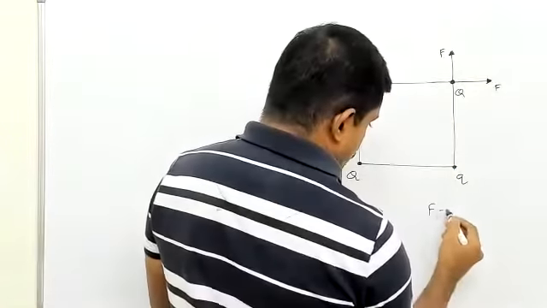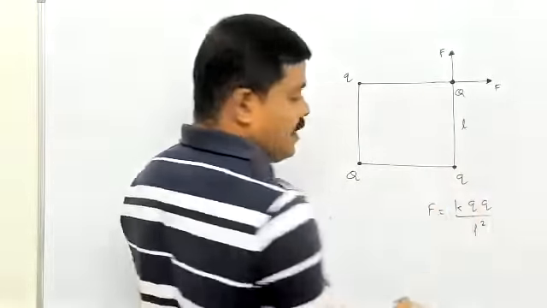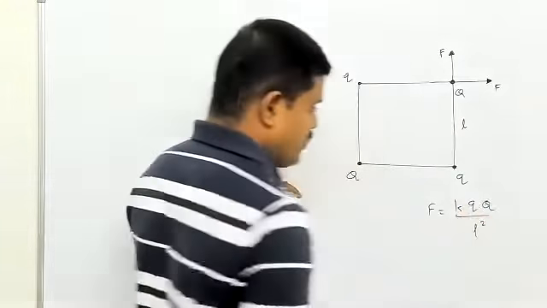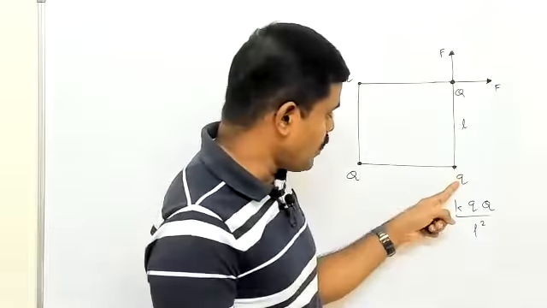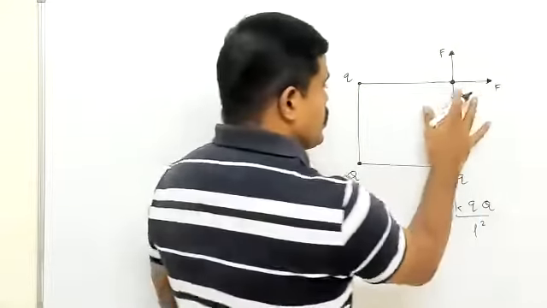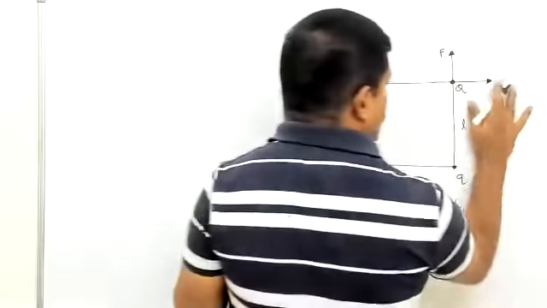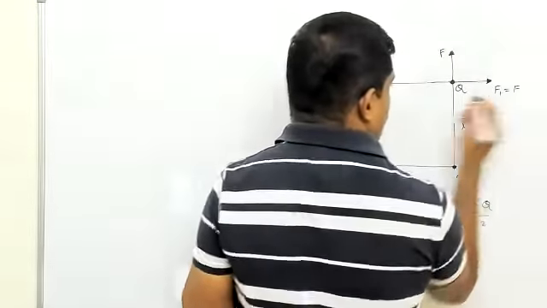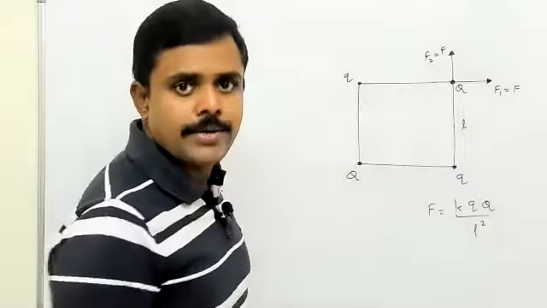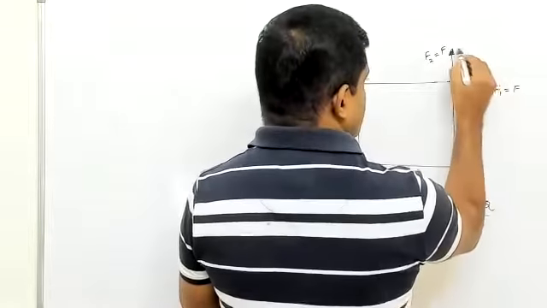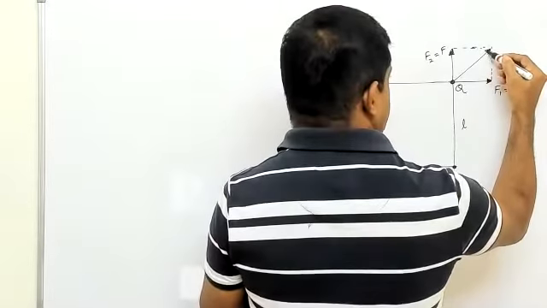For the moment, what is this F? I can call it KQq by L square. If I take this distance as L, the force is KQq divided by L square, where K is 1 by 4 pi epsilon 0, Q1 is small q, Q2 is capital Q, and the distance is L square. That is my force over there. I call this F1, which is equal to F, and this one is F2, that is also equal to F. They are identical forces. I'm going to find their resultant. How do you find the resultant of two forces? Complete the parallelogram, draw the diagonal. That is where my force is.